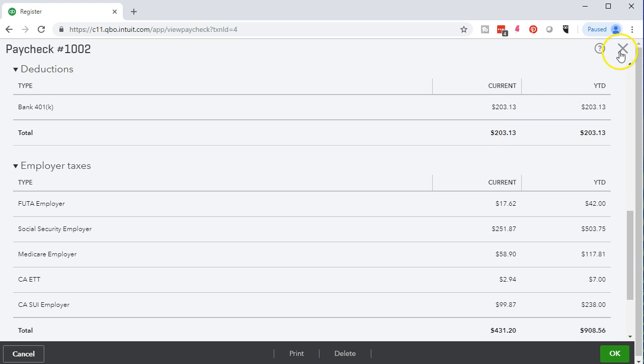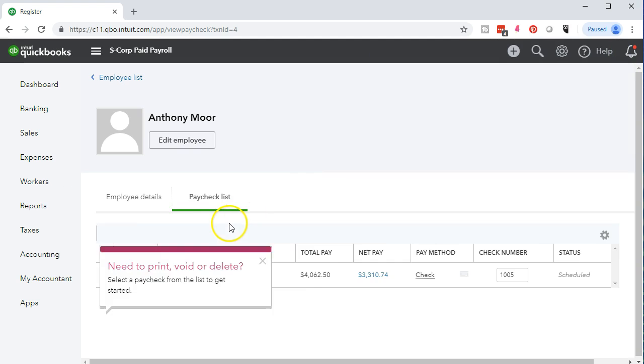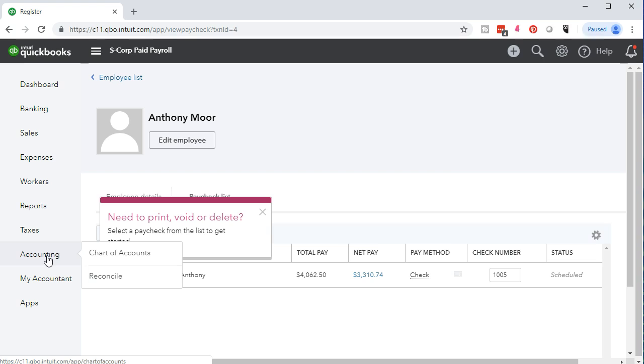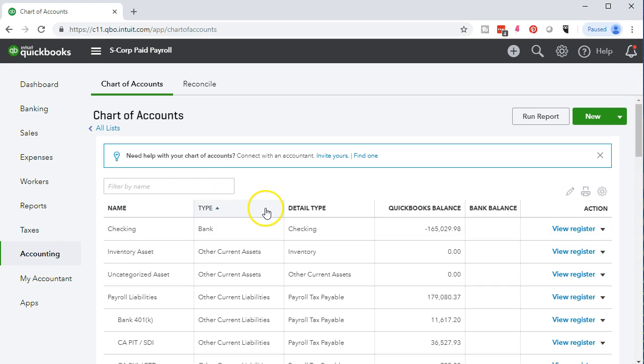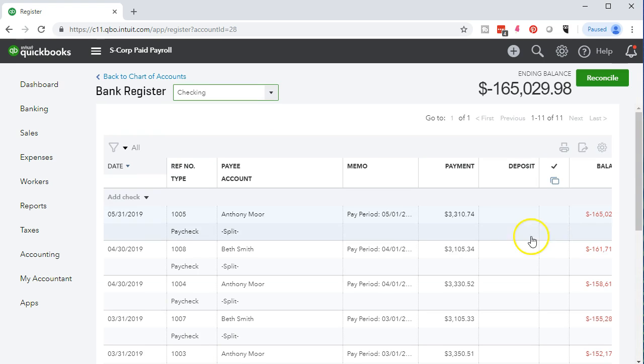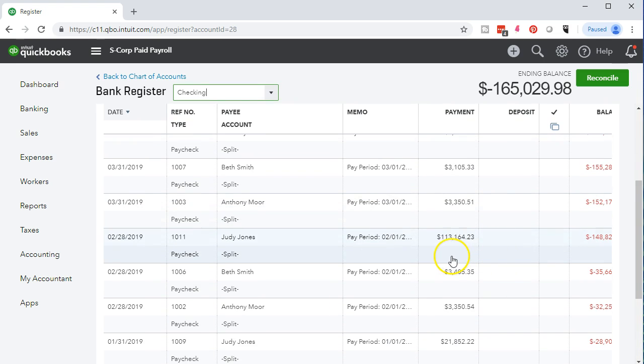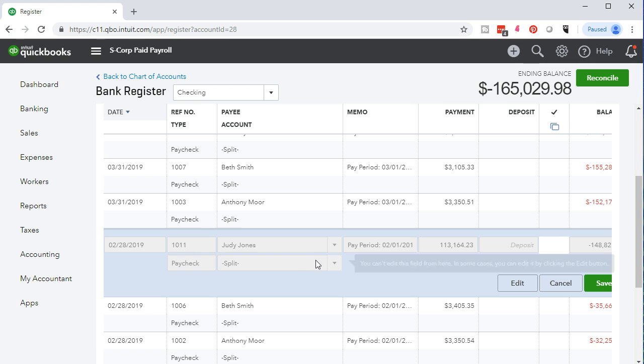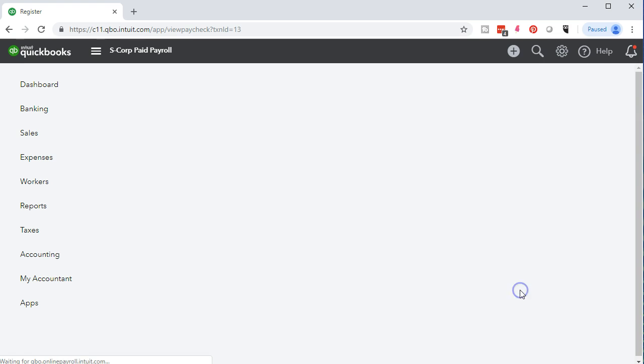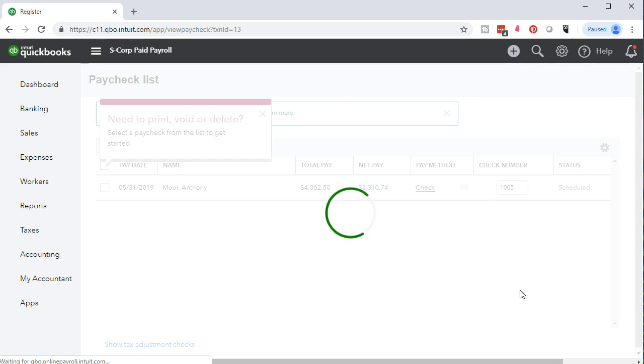Now let's go back up, and I'm going to close this one out, and we'll go back to Judy Jones. So I'm going to go back to the accounting on the left side. We're going to go to our chart of accounts. We want to take a look at the checking account again. And we want to look at Judy Jones. Now we have this large check for Judy Jones. If we edit that check, we're going to see the detail for this one.